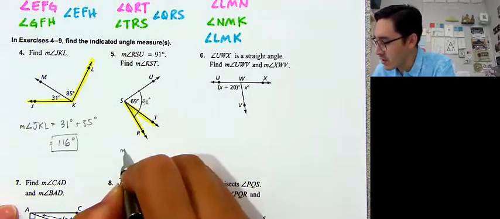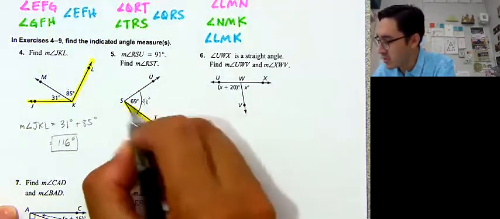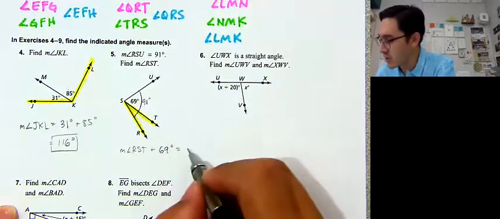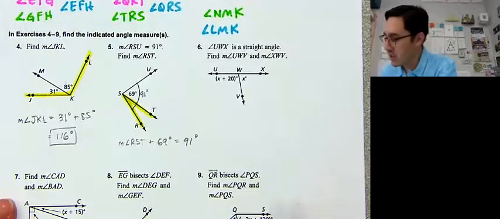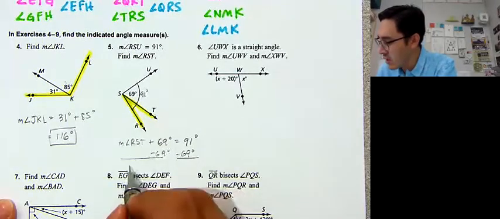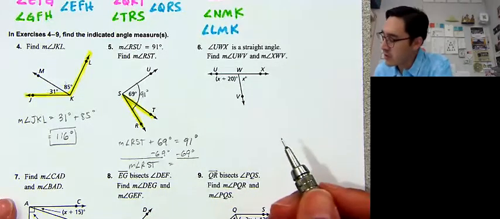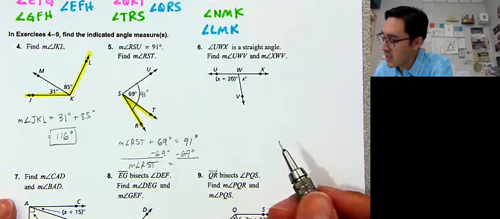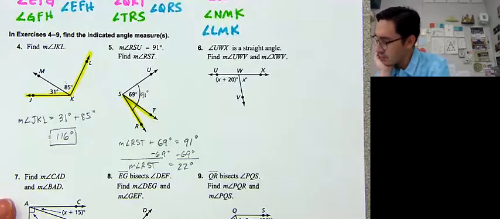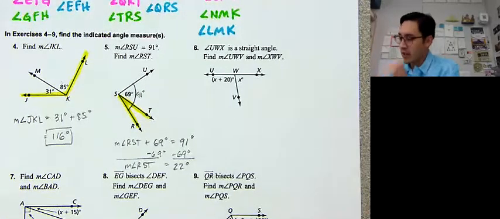So we can write the measure of angle RST plus the angle adjacent to it, which is 69 degrees, equals the entire measure, which is 91 degrees. Let's subtract 69 from both sides. And we get the measure of angle RST is equal to 22 degrees.